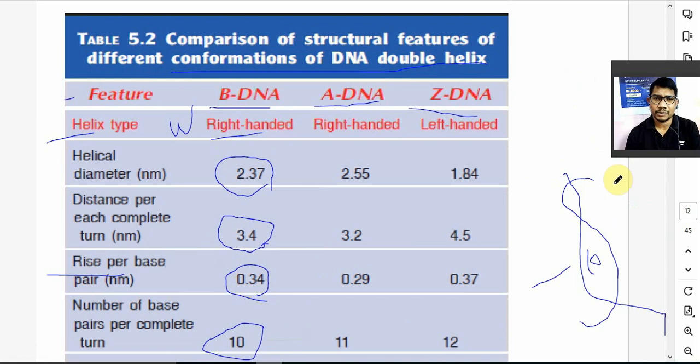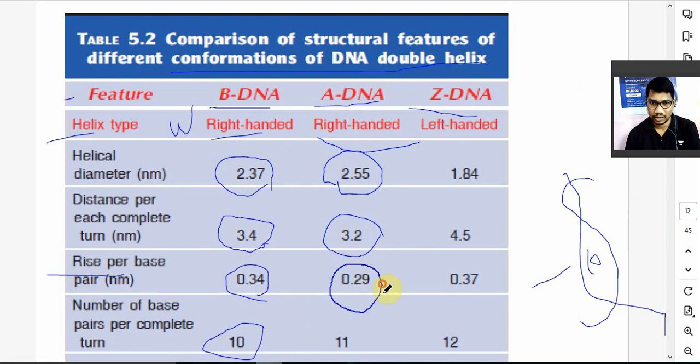Now another type is ADNA, which is right-handed DNA. Here the diameter of the helix is around 2.55 nanometer, or you can say 25 angstrom. Then each turn or each groove will have a distance of 3.2 nanometer or 32 angstrom. The distance between each base pair in ADNA is around 0.29 nanometer or 2.9 angstrom.